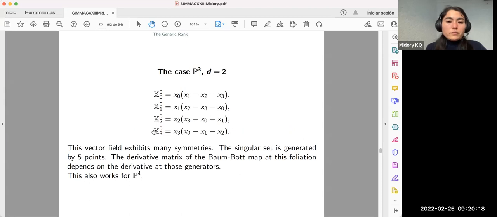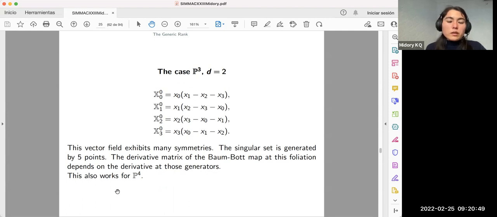For degree 2, I have this homogeneous vector field that defines a foliation on P3 at degree 2. It also attains the rank of the derivative of the Bott map. It's also the upper bound that I gave before. So this works for P3 and also for P4.